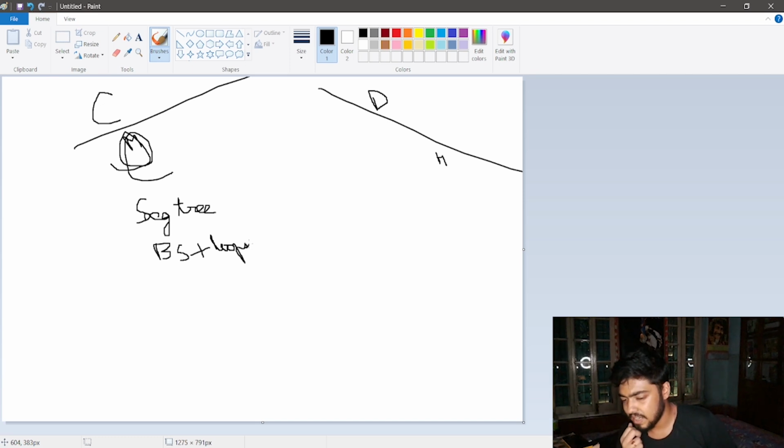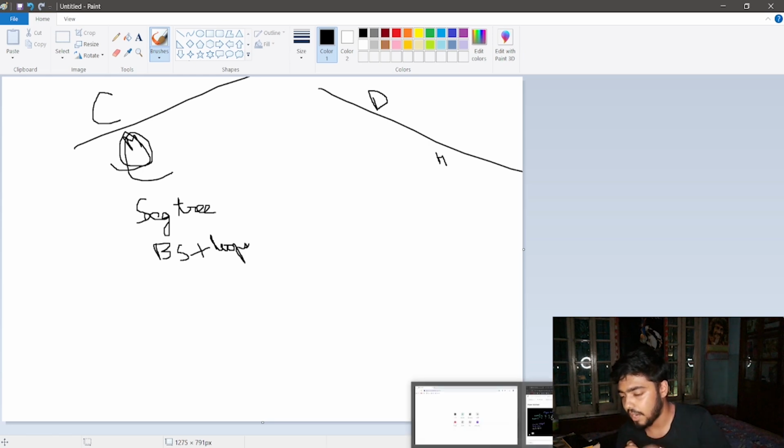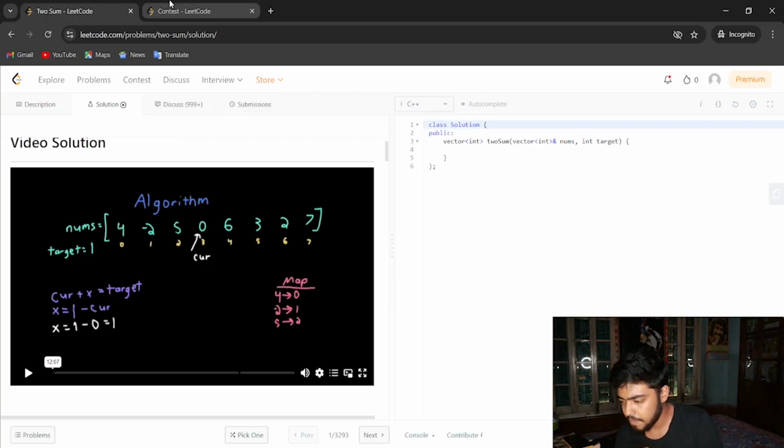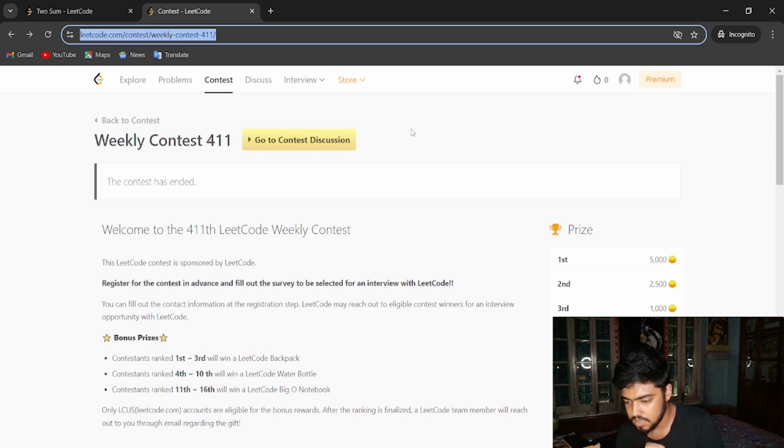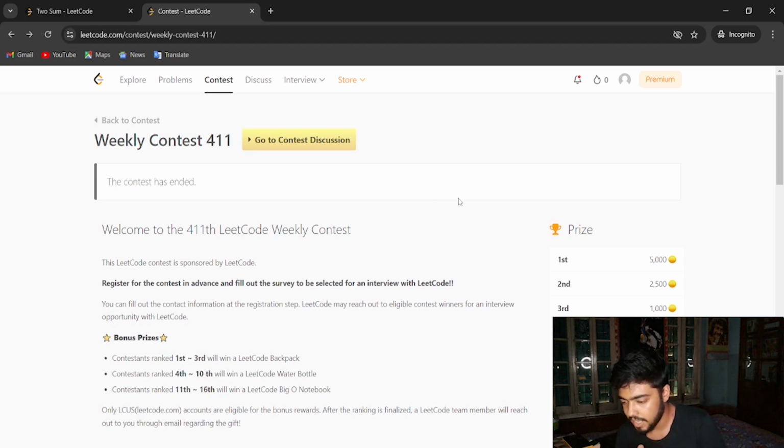So you can use binary search on loops, and let's say you have an element and you have to find something before that. So let's get into one simple contest. This is weekly contest 411.